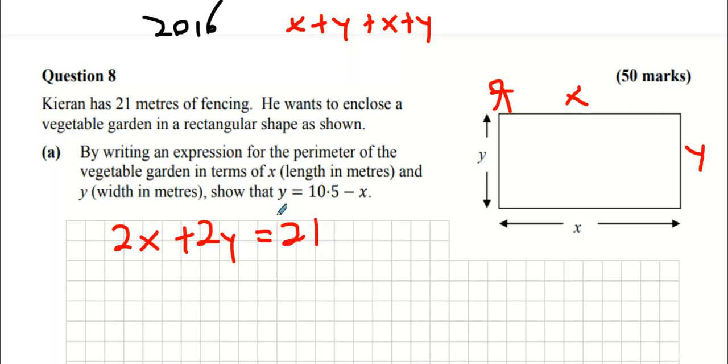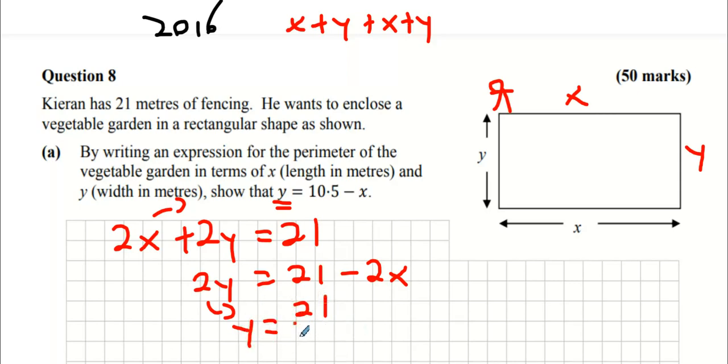Now, the goal of the question is to get y on its own. To get y on its own, you need to move the 2x to the other side. So you get 21 take away 2x. Now, you have 2y on its own here. So when the 2 goes over the other side, it's currently multiplication because there's nothing visible between the 2 and the y. That means it's being multiplied. When you bring it over the other side, it means division.